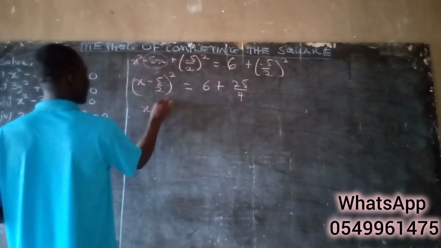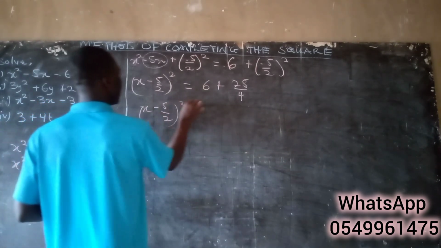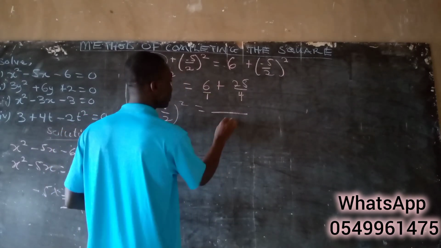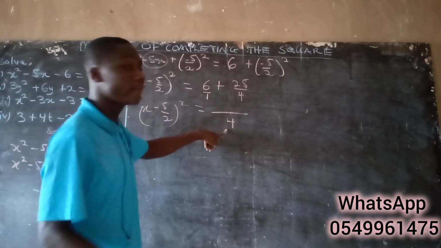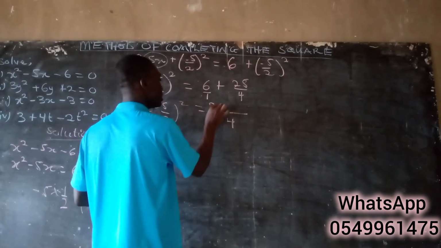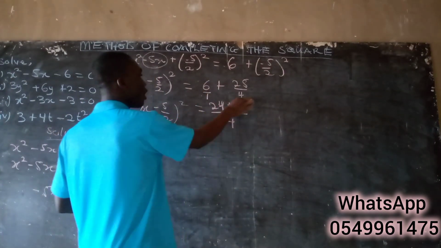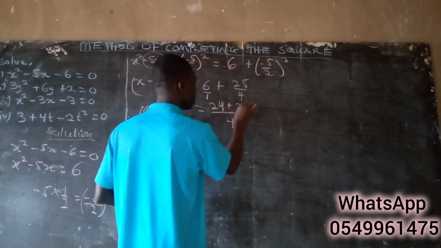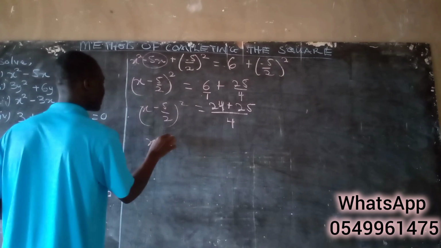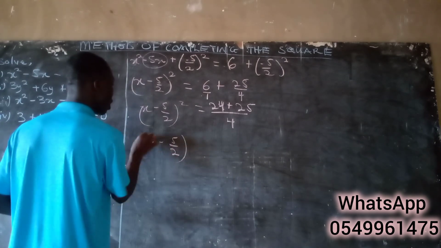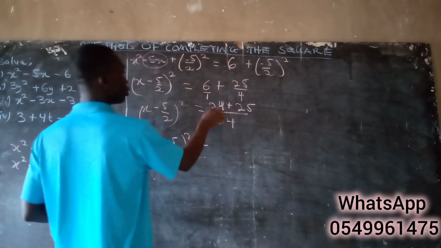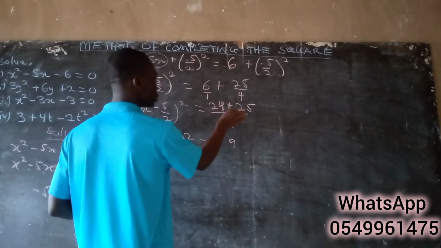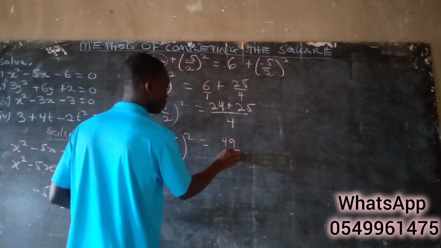So you have x minus 5 over 2 all squared is equal to 6, which is over 1. So you can find the LCM. The LCM is 4. So 1 goes into 4, 4 times. 4 times 6 is 24. Plus 4 goes into 4 one time, then 1 times 25 is 25. So x minus 5 over 2 all squared is equal to 24 plus 25, giving us 49, over 4. So you have 49 over 4.